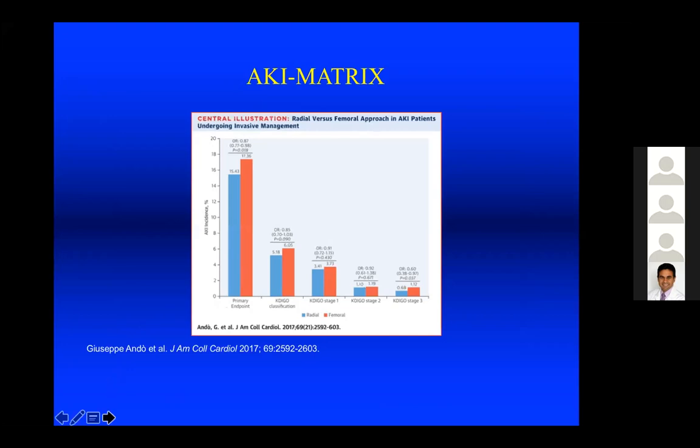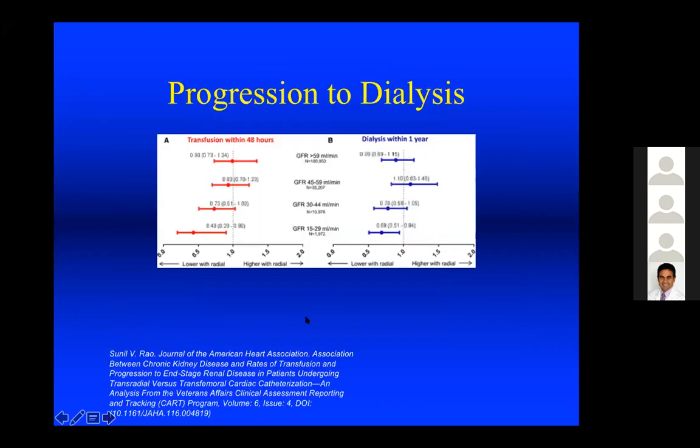Nobody really understands this very well, but it is a very reproducible finding that there's less kidney injury by radial access. This is a nice summary, both of transfusion rates and progression to dialysis in patients with chronic kidney disease from Sunil Rao, showing that both of those endpoints are lower with radial access compared to femoral.